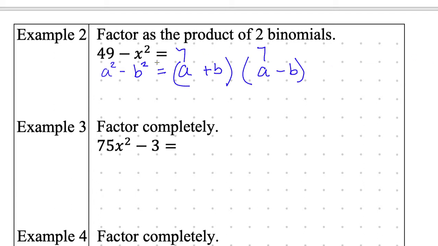If b squared is x squared, we're ignoring the sign. The sign is always going to be the same. If b squared is x squared, what is b? Ellery. X. And then copy down the sign. The sign was plus here, minus here, done. It's that easy.